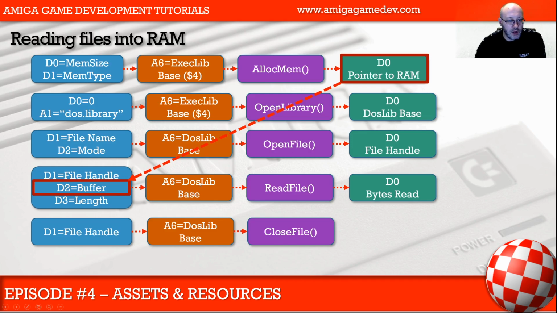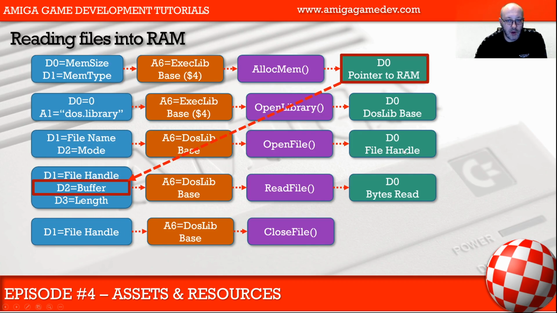But again, we're using the DOS library to read a file. So in A6 goes the DOS library base, and we call the function read file. And in D0, we get back the number of bytes read. Now, if you're supplying a length in D3, you probably want to error check. Imagine we wanted to read 4K of the file, right, we put 4K in there. Did we actually read 4K? Yes or no? Great.